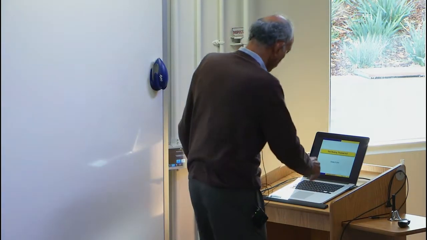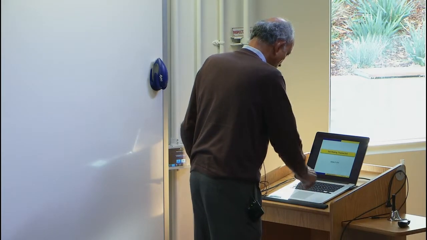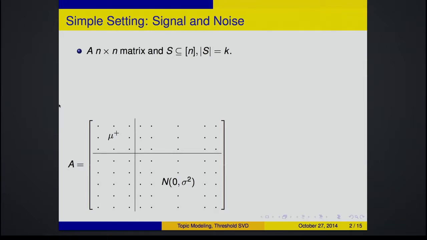But I'm going to start with something which is a little more basic or self-contained for the first bit, and then go on to topic modeling. So here's a simple setting. I want us to think about this because it's going to illustrate the big thing that we are doing, which is really a small thing, which is thresholding. So the setting is this.